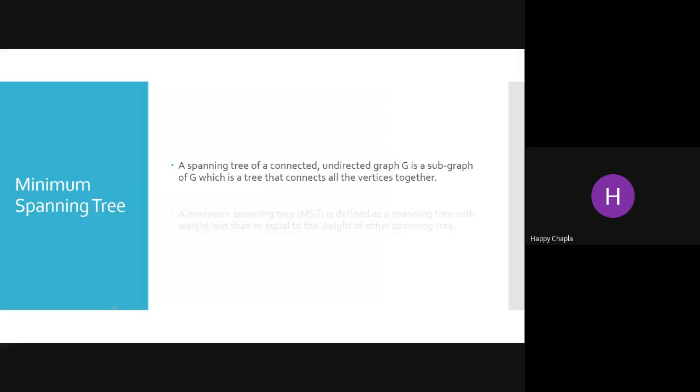Okay, now minimum spanning tree. A spanning tree of a connected, undirected graph G is a subgraph of G which is a tree that connects all the vertices together. Next, a minimum spanning tree is defined as a spanning tree with weight less than or equal to the weight of the other spanning trees. Okay.